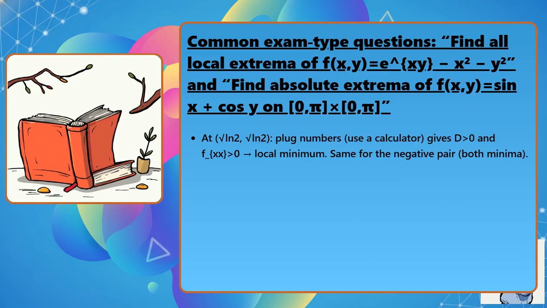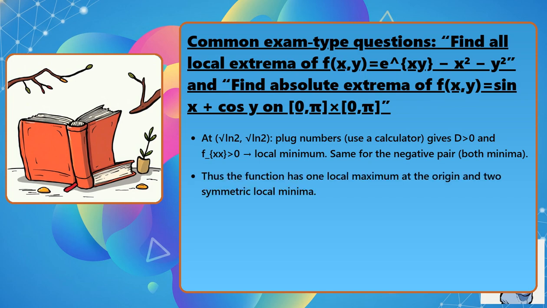At the point (square root of natural log of 2, square root of natural log of 2), plugging in the numbers gives D greater than 0 and f sub xx positive, indicating a local minimum. The same holds for the negative pair, giving 2 symmetric minima. Thus the function has one local maximum at the origin and 2 symmetric local minima.